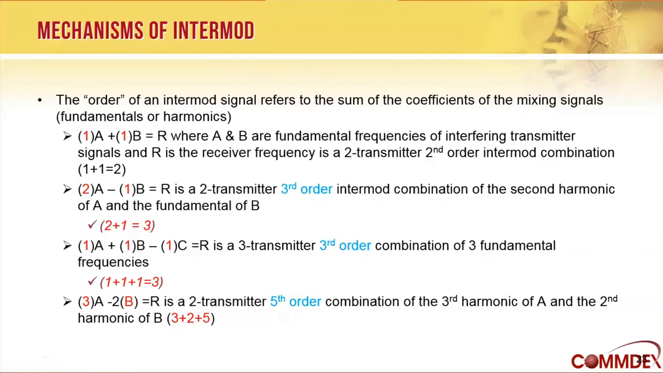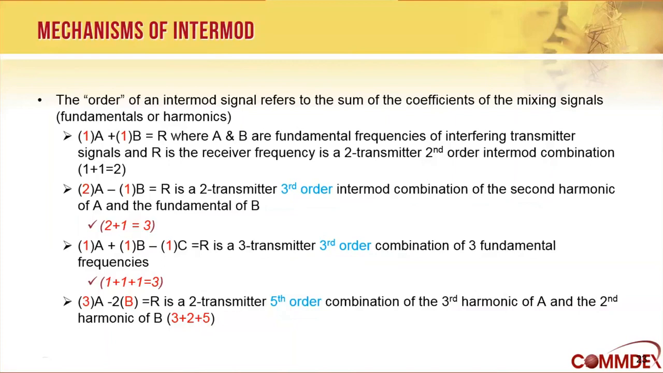You could have a very common type of intermod called 2A minus B, where you have the second harmonic of the first transmitter and the fundamental frequency of the second transmitter. The second one subtracts from the first to produce another signal in band. And we'll give examples of these on the next slide. So that's a 2A minus B combination.